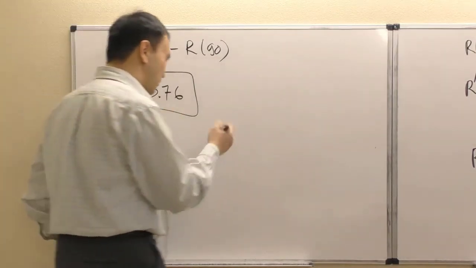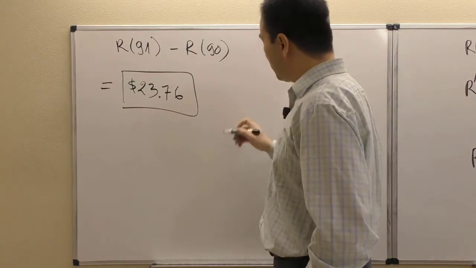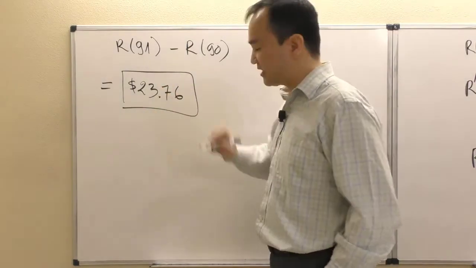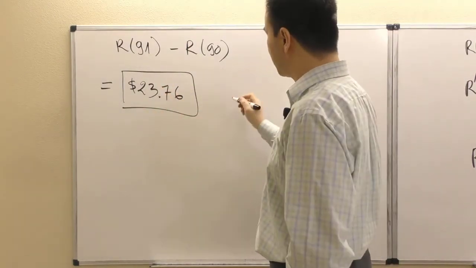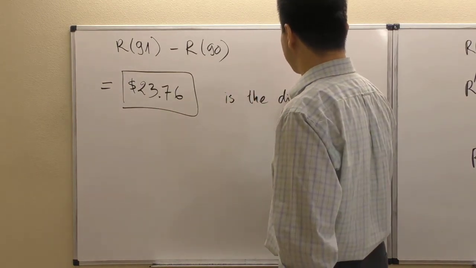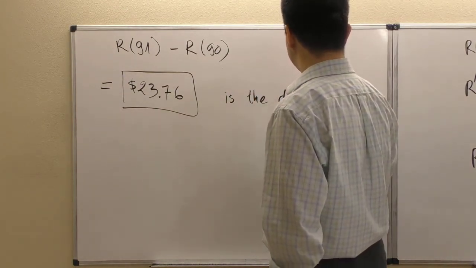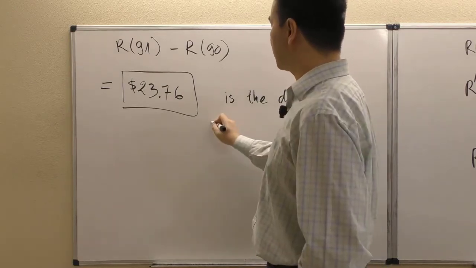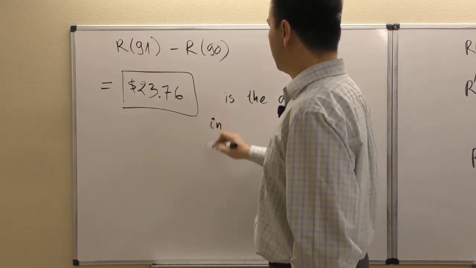So right now, one way to understand this is that $23.76 is the difference in revenue.